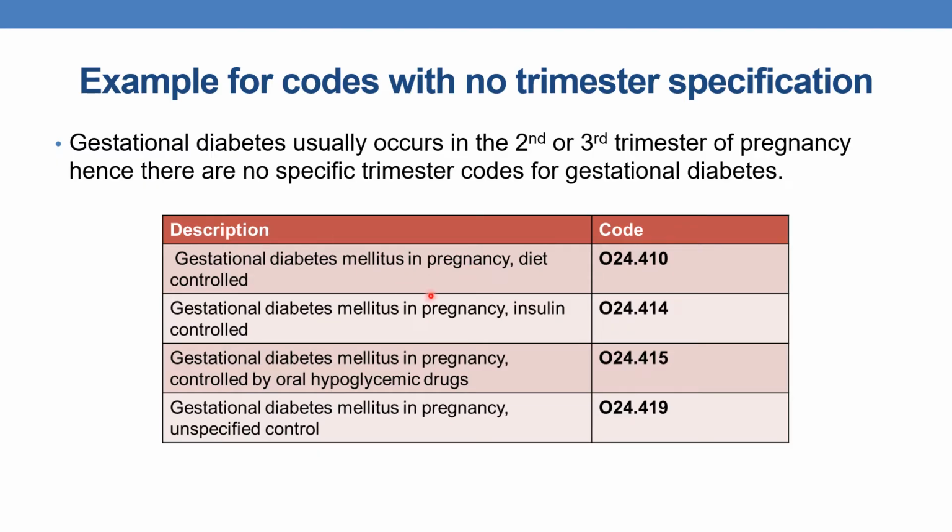If the gestational diabetes in pregnancy is diet controlled, then the code is O24.410. If it is insulin controlled, the code is O24.414. If it is controlled by oral hypoglycemic drugs, then the code is O24.415. And if it is of unspecified control, the code is O24.419. Here you cannot find a trimester component in the code.